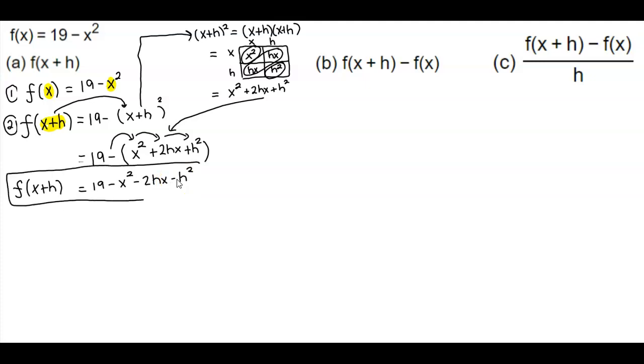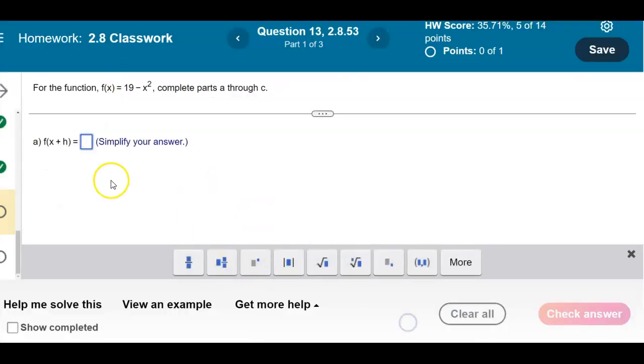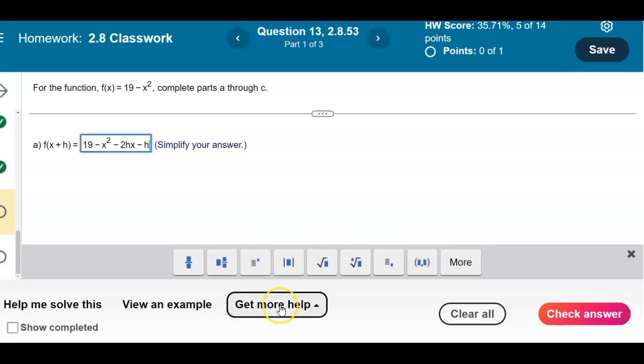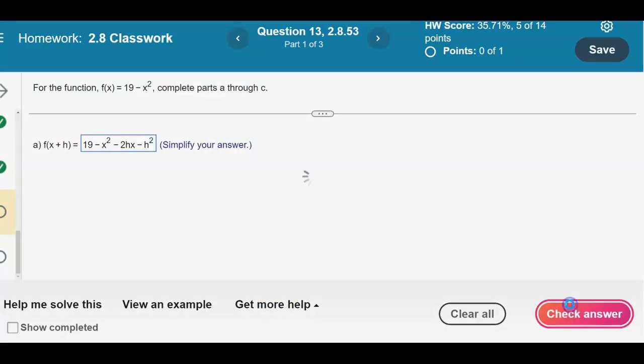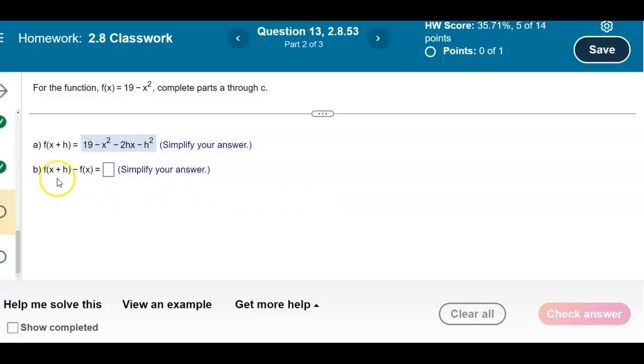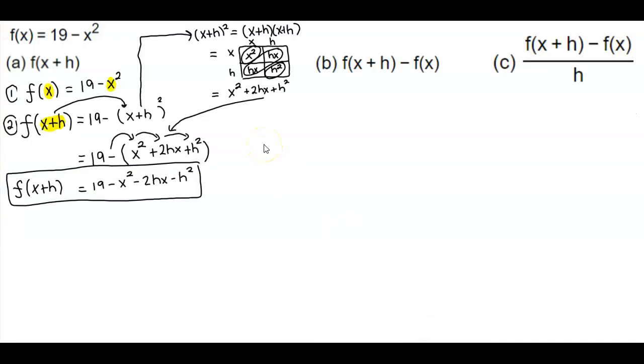So let's go ahead and plug that into our answer. So we have 19 minus x squared minus 2hx minus h squared. Let's check our answer. And there's our result. Now we want to find part B. Okay, so what does part B tell us?